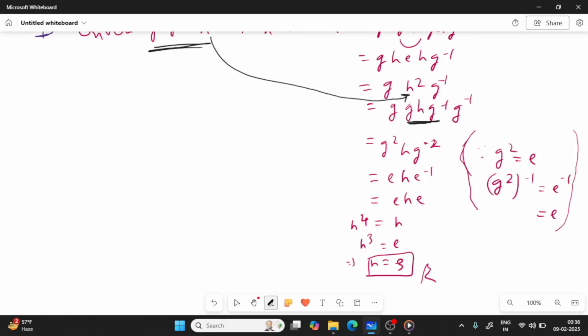So h to the power 4 would be equal to h. That implies, on cancellation, as in a group the cancellation property holds, after cancelling h from both sides, we'll get h cubed equals e. We have been told to find the minimum value of n such that h to the power n is e, and you can clearly see that the minimum value of n is 3. So okay, thanks.